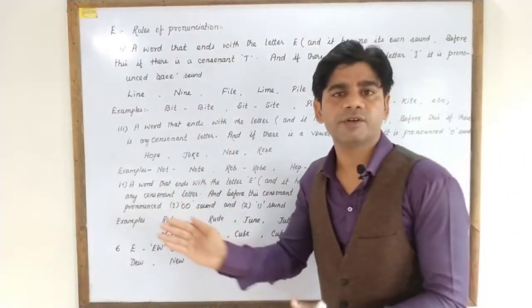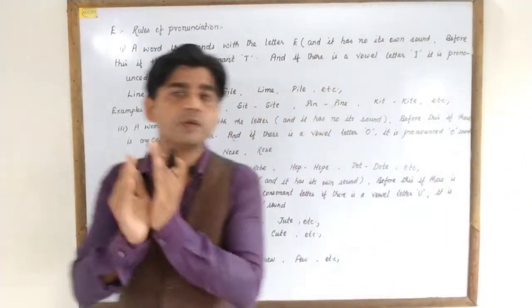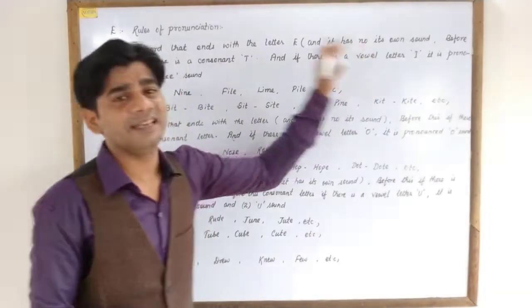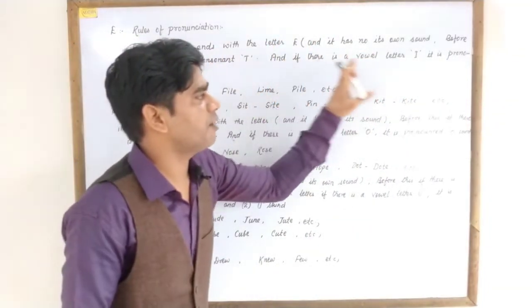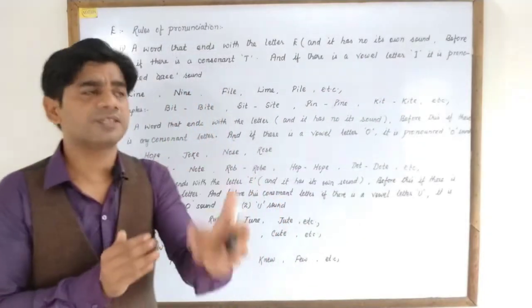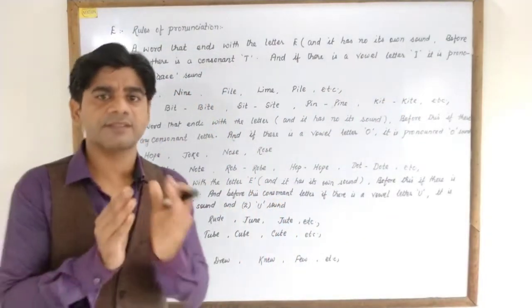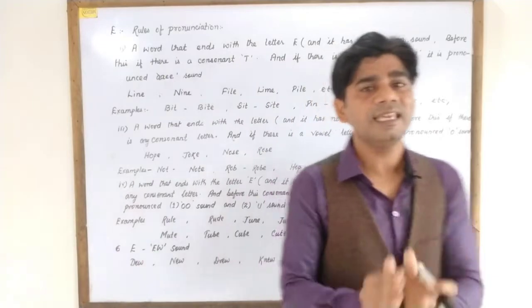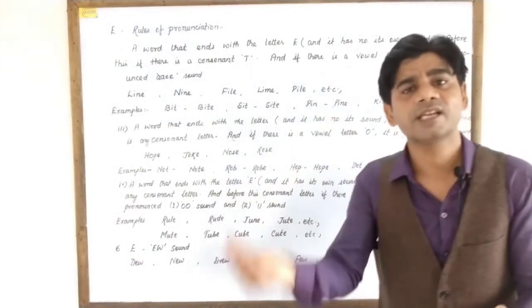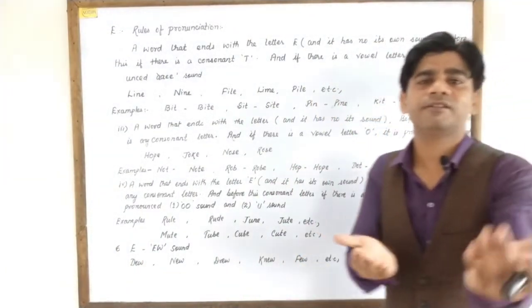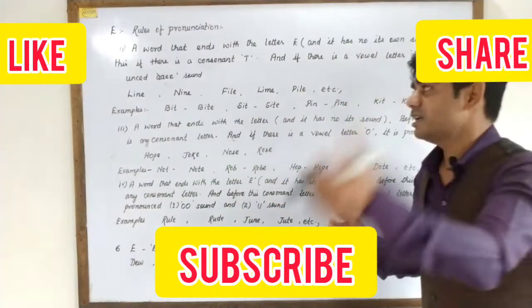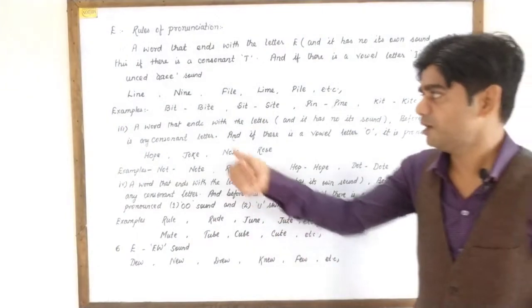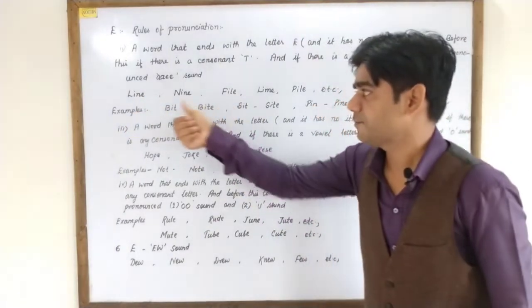Now we have some more words that end with the letter E, and it has no sound of its own. But before this E, if there is a consonant letter, and before this consonant letter there is a vowel letter I, it will be pronounced with the I sound. So for example, let's go through all these examples.